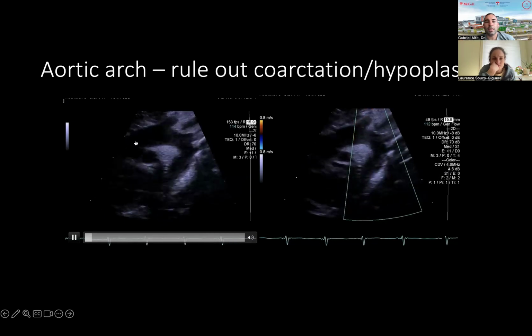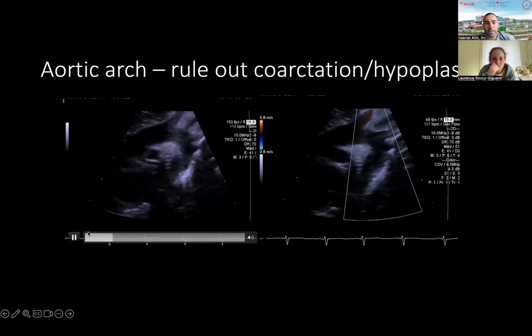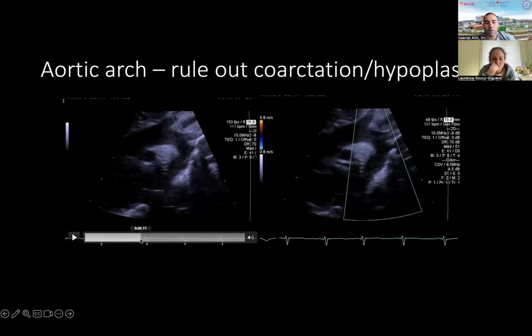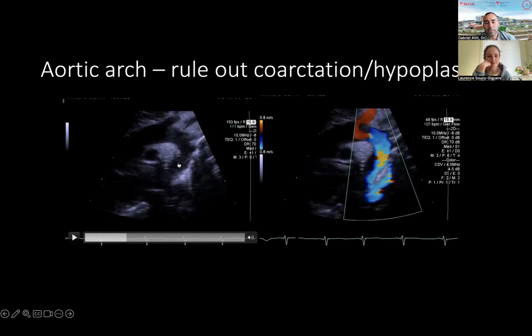And so typically we see the ascending, transverse aorta, descending, and that area is called the isthmus, which is the zone where the PDA will connect just under it here. Okay, so PE is here.